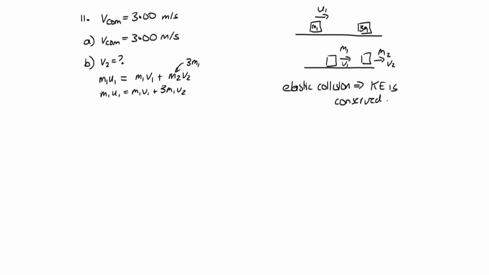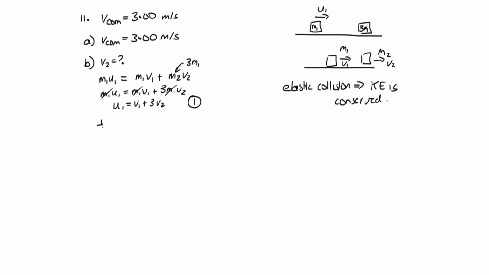Now there's an m1 in every term, so we can just divide by m1 to get rid of that, and we end up with u1 is equal to v1 plus 3v2. And let's label this one as equation 1. So that was taking into account that momentum was conserved. But the other thing we're told is that kinetic energy is conserved because it's an elastic collision. So we can write that down.